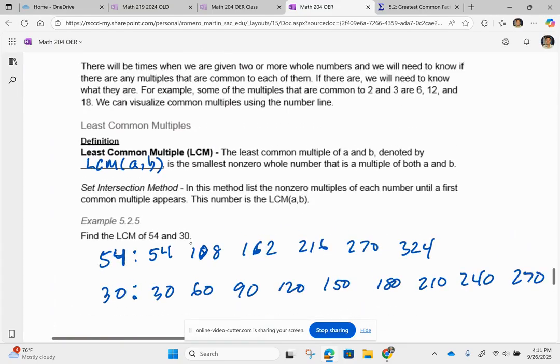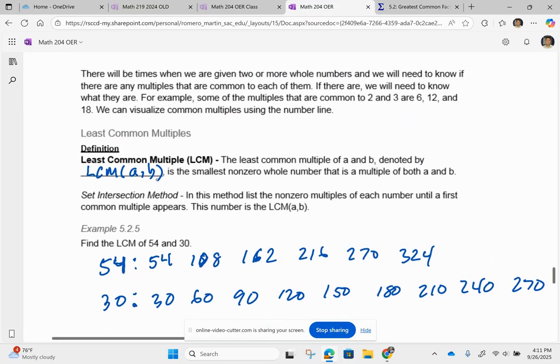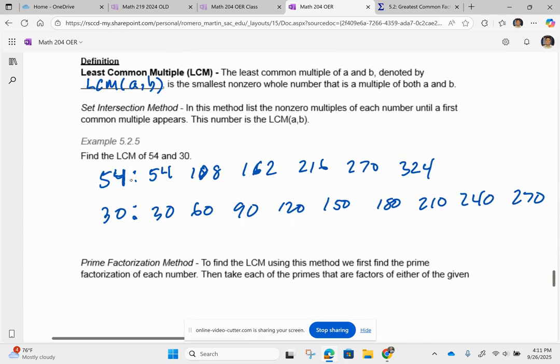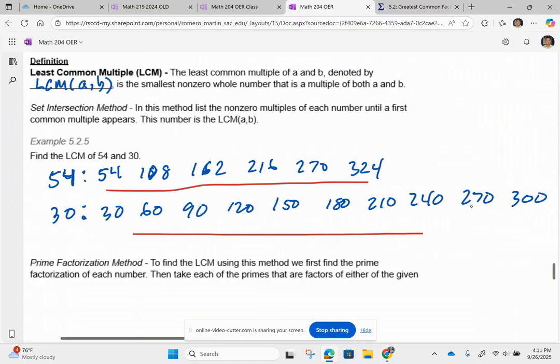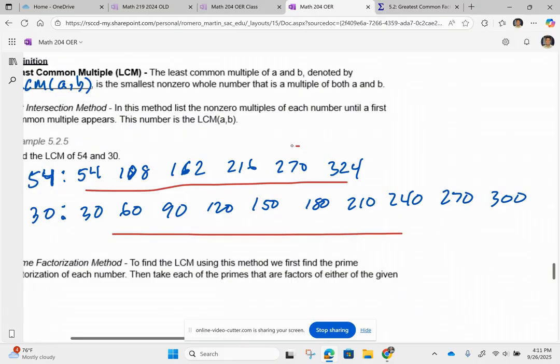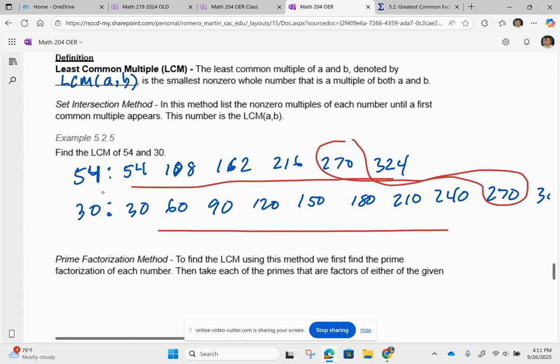We have notation for that: least common multiple, LCM of A and B. We could use a set intersection method, meaning that once you have the numbers, just list everything out. You have a full list. I know it could be long, especially if there's not a common one right away. So when we continue to list it, at some point we should have something in common, and the first one in common is the least common multiple. So for that one, we have 270. That's a straightforward technique, especially when teaching young children with smaller numbers. You would use the listed-out method.